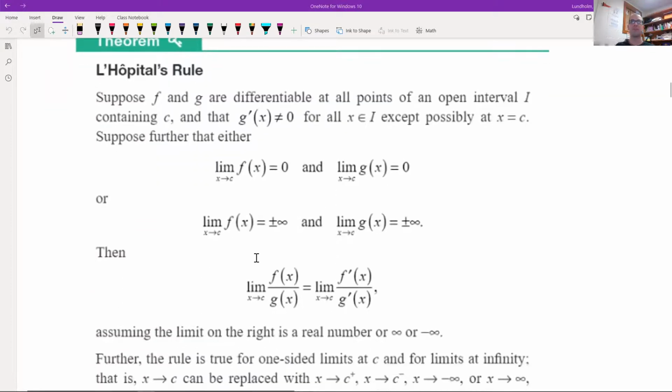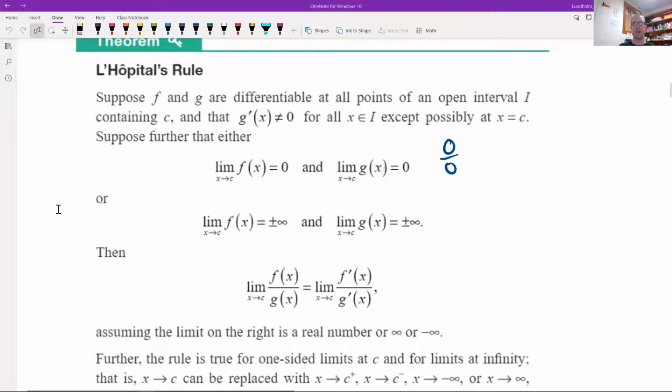Here's L'Hopital's rule in earnest. What's important to pay attention to here? Well, there are a couple of forms that we're on the lookout for. This first part means that we've got an indeterminate form that looks like 0 over 0, because we've got a ratio of f of x over g of x. And if the limit of the top is approaching zero and the limit of the bottom is approaching zero, that means we've got this kind of indeterminate form.